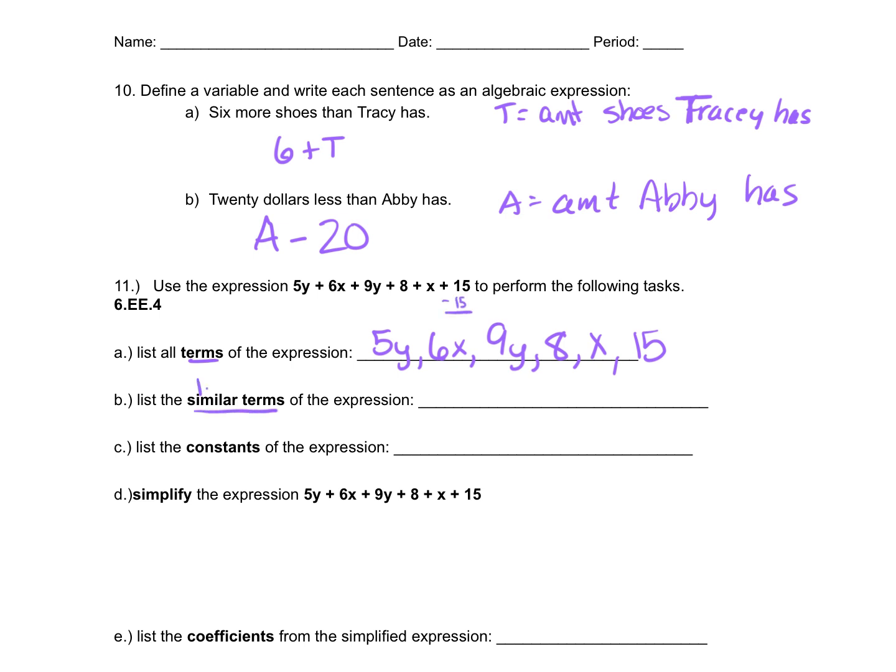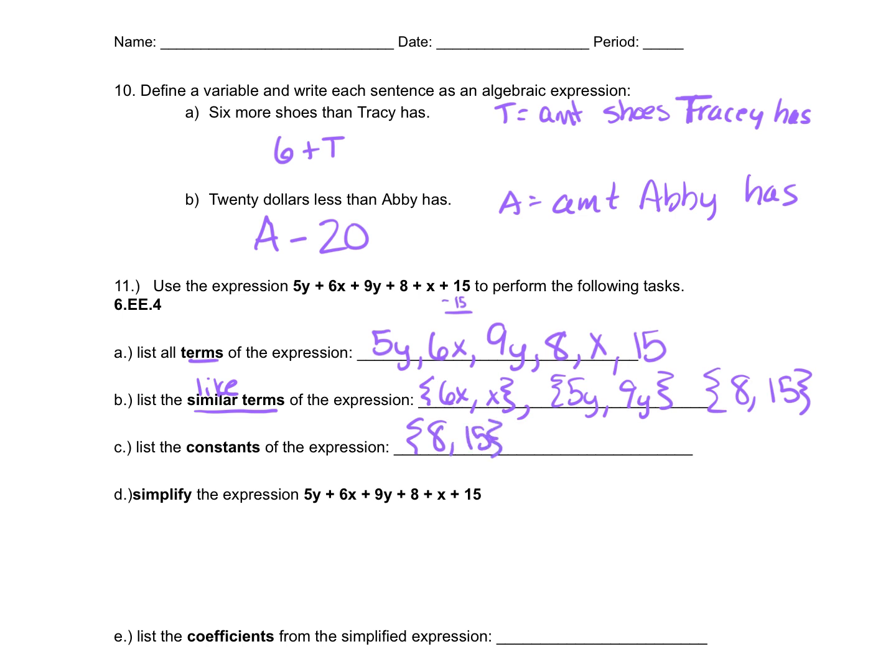Similar terms, or like terms, okay? So like terms would be 6x and x, 5y and 9y, and then 8 and 15. The constants would be 8 and 15. Those are just numbers, no variables.